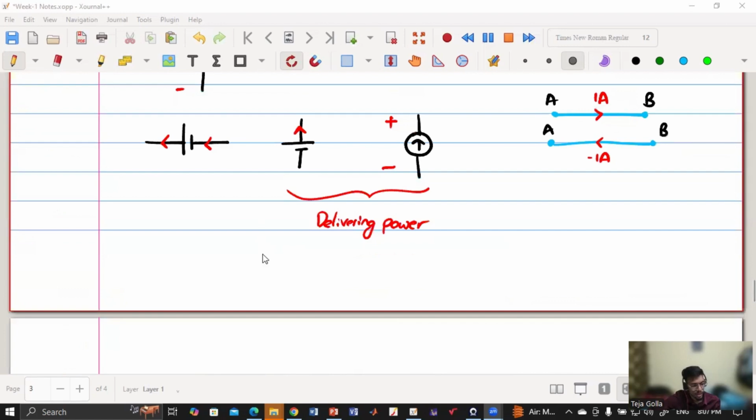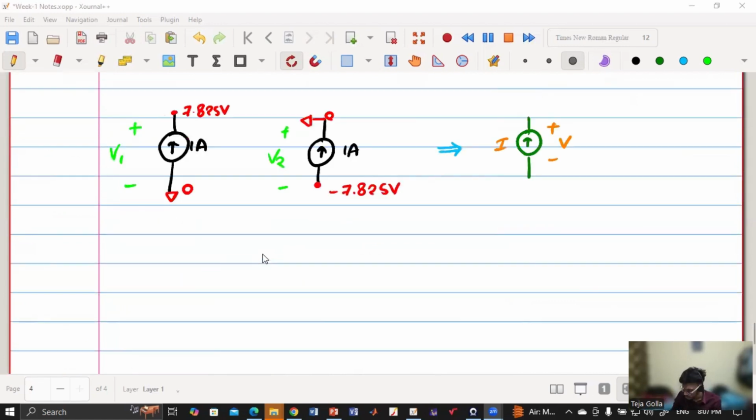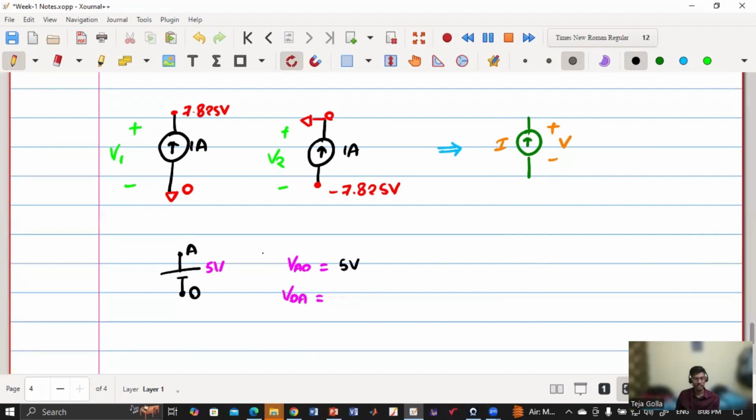Okay, okay. Or I'll ask you another question. Say this is a voltage source. This is O. This is A. This is 5 volt. So what is VAO and what is VOA? VAO is 5 volt. And VOA is minus 5 volt.